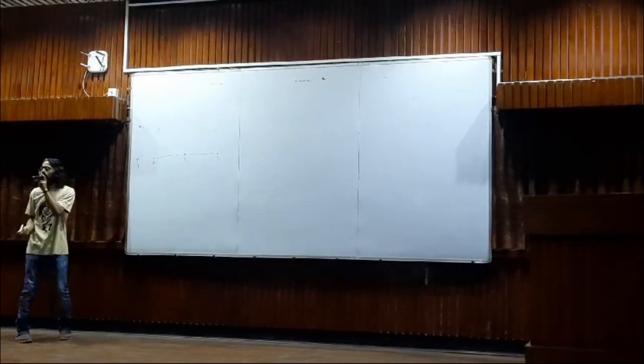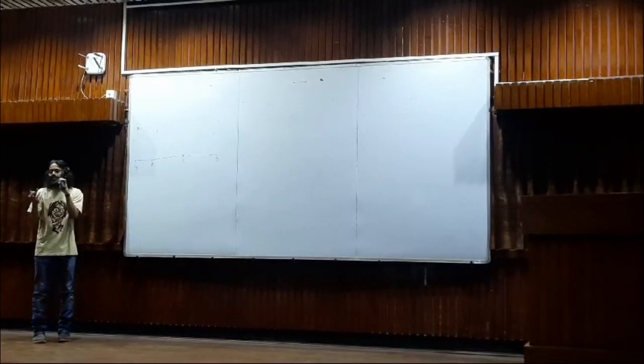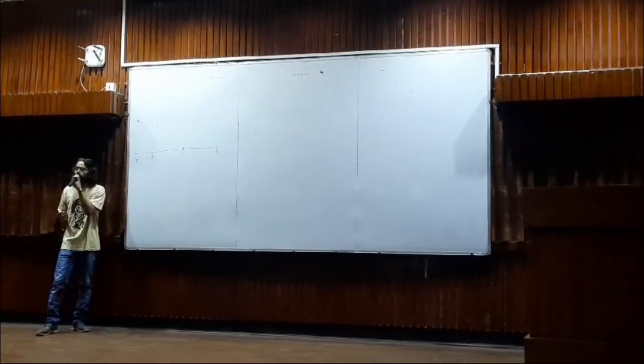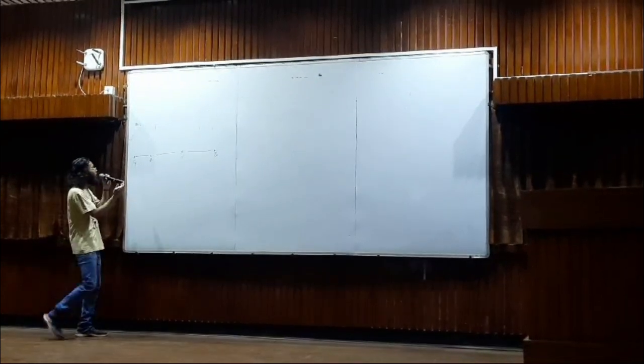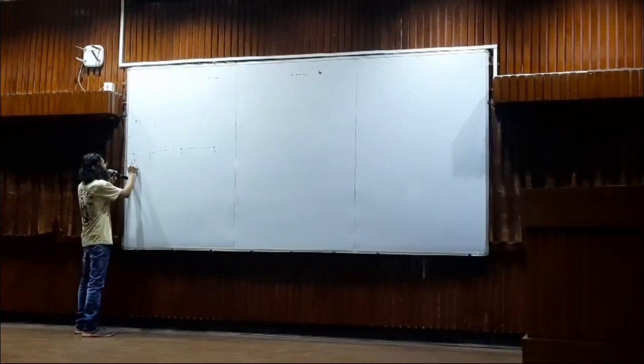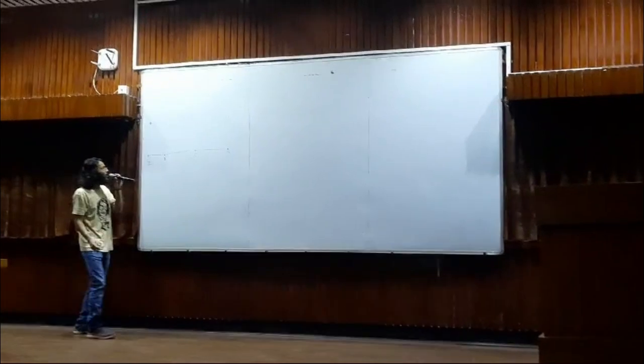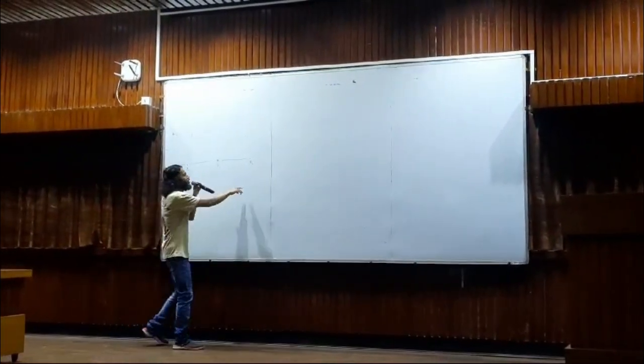A and B are two people, Alice and Bob. Their goal is that Alice has this quantum state S0, a quantum state coming from the source, and Alice wants to actually send this to Bob.